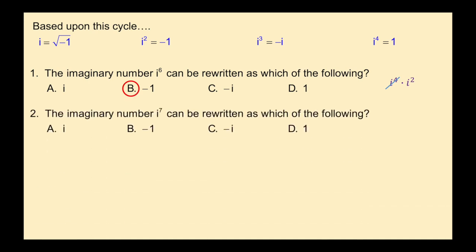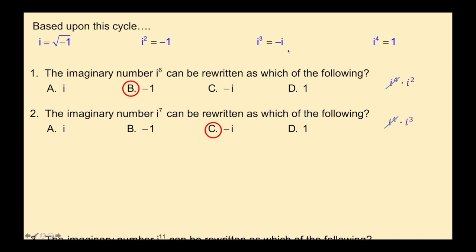Number 2, we've got i to the seventh. So again, I want to think, how many sets of 4 can I take out here? And in that case, it's just 1, because if I try to do i to the eighth, that's going too big here. So now I've got i to the fourth times i to the third. Once again, i to the fourth is going to cancel, and all I have left is i to the third. And we want to have that memorized, that i to the third is equal to -i.